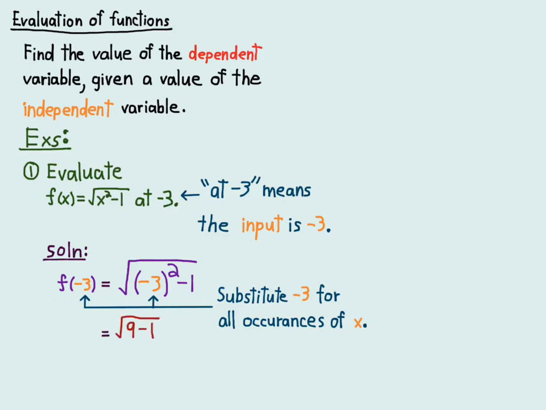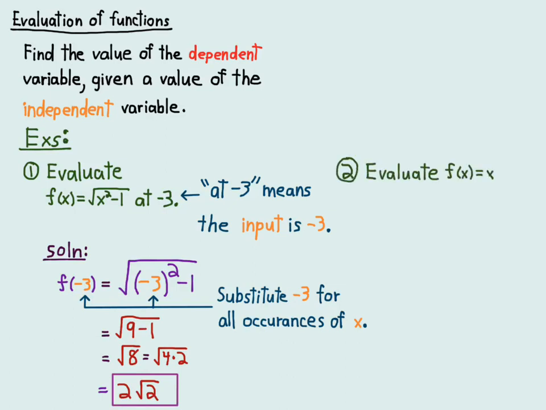That gives me square root of 9 minus 1, which is square root of 8, and I need to write that in simplest form, which I get from factoring it as 4 times 2. 4 is a perfect square, so that one simplifies. And square root of 4 is 2, and the square root of 2 is square root of 2. So my answer is 2 square root of 2.